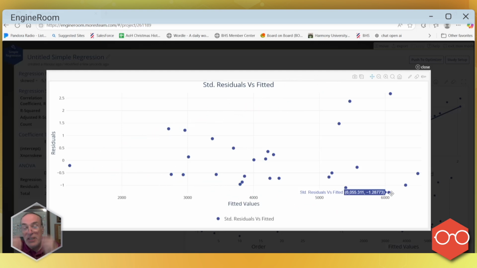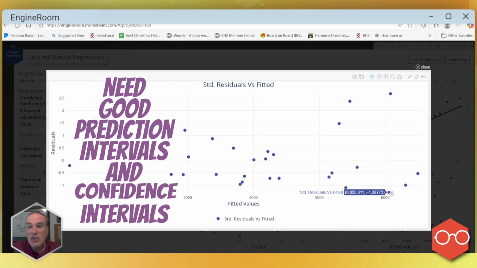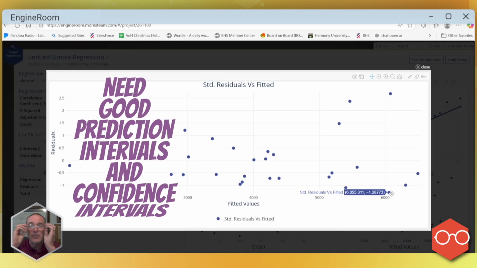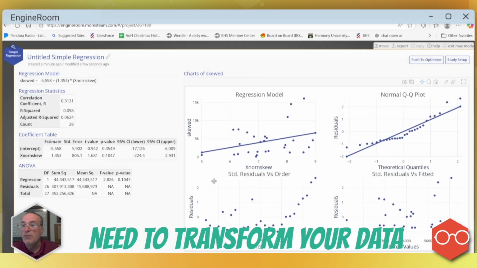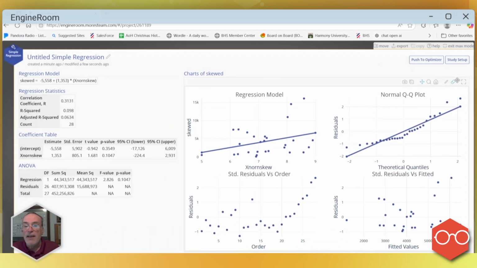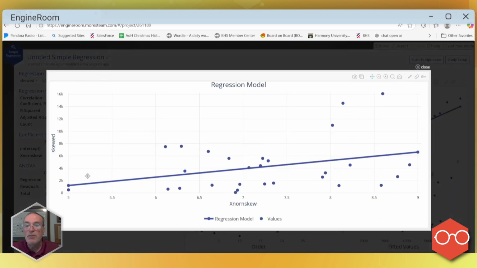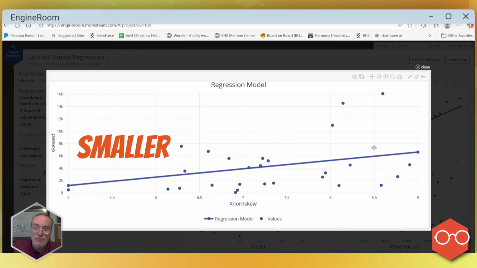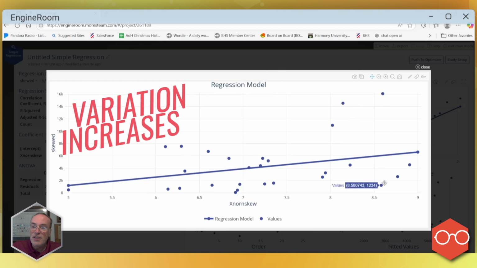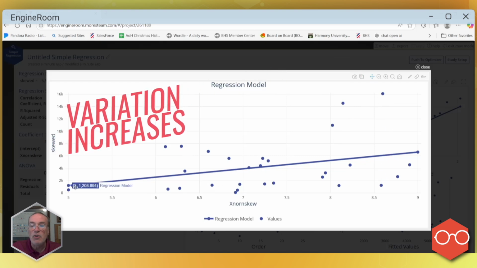And if you're going to be doing modeling where you need good prediction intervals and confidence intervals, you need to transform your data. And so what you can see on this particular graph is that the variation lower down is smaller than as the variation increases.